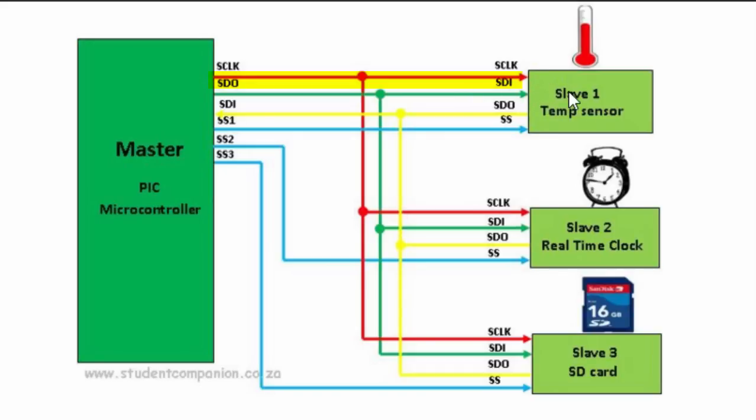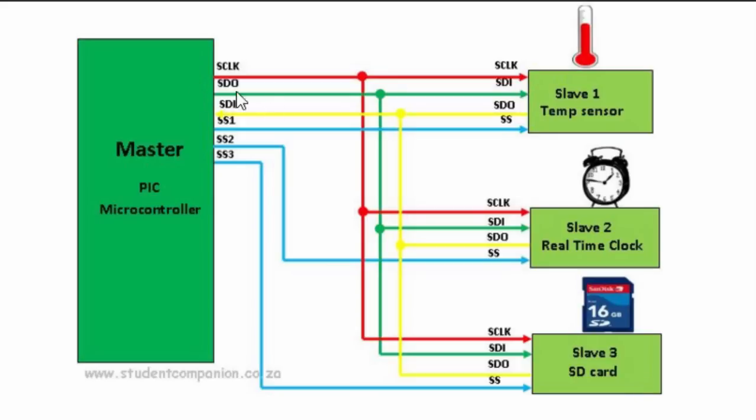If we've got more than one slave device in the bus, then you're going to connect the serial clock of the master to all the different serial clocks of the slaves. All these devices don't have to be the same, as long as they support the SPI protocol. In this demonstration, the first device is a temperature sensor, the second device is a real-time clock, and the third device is the SD card.